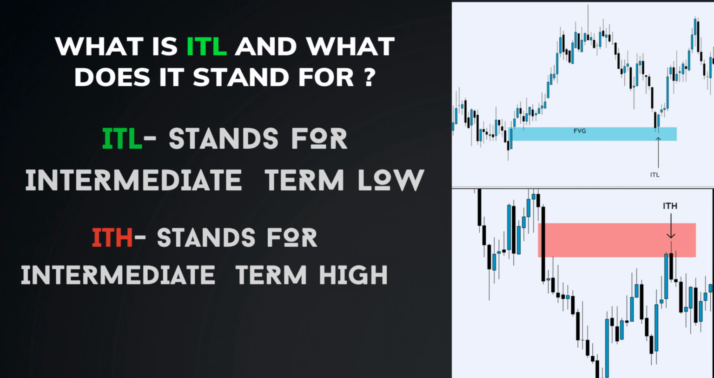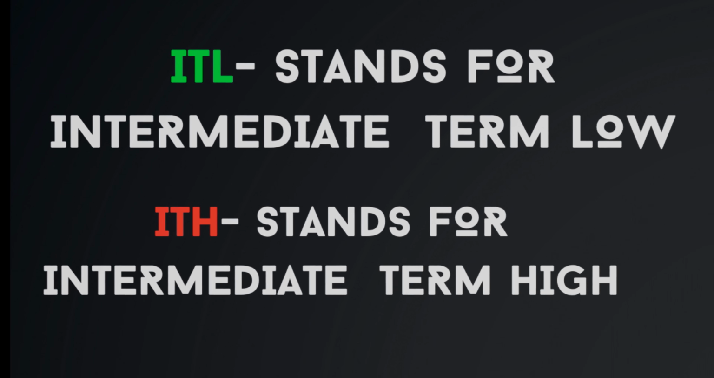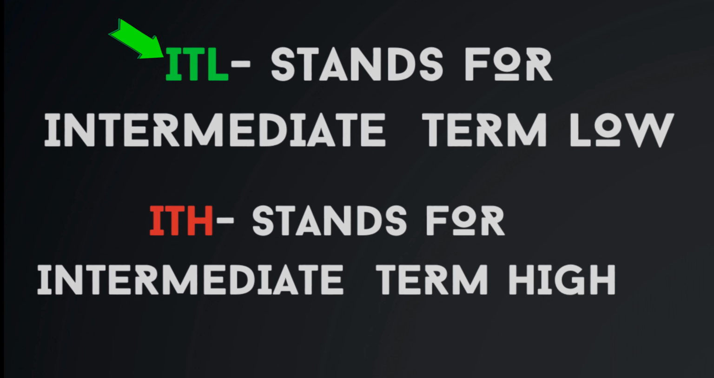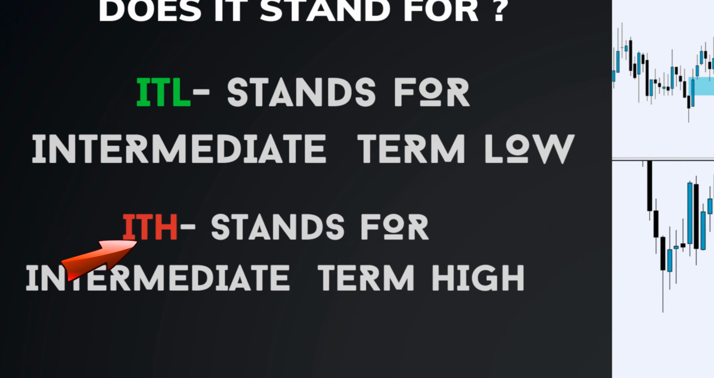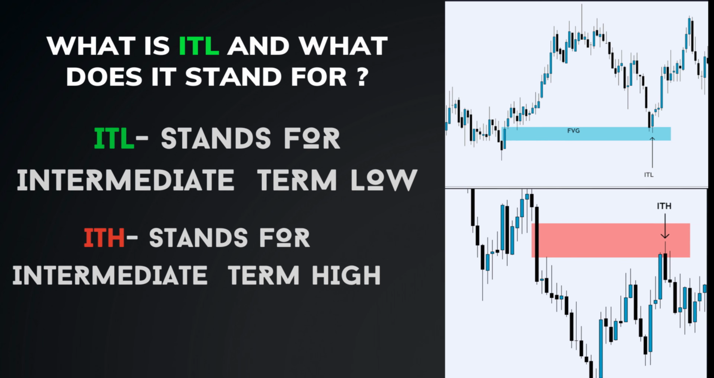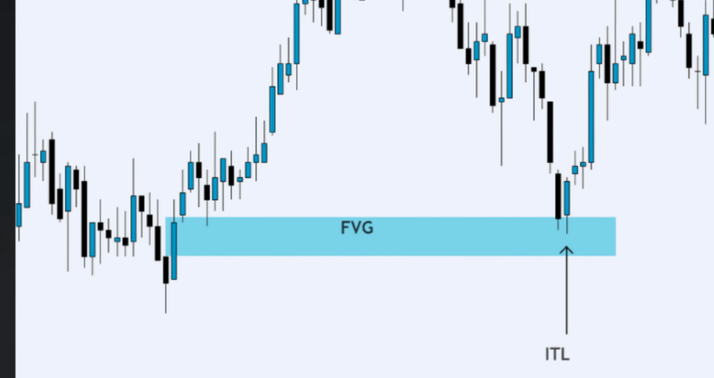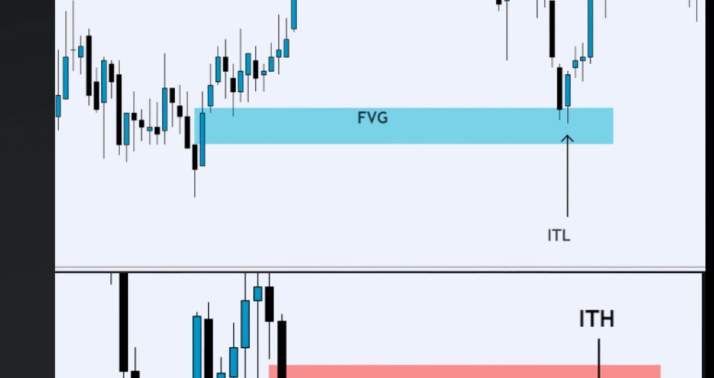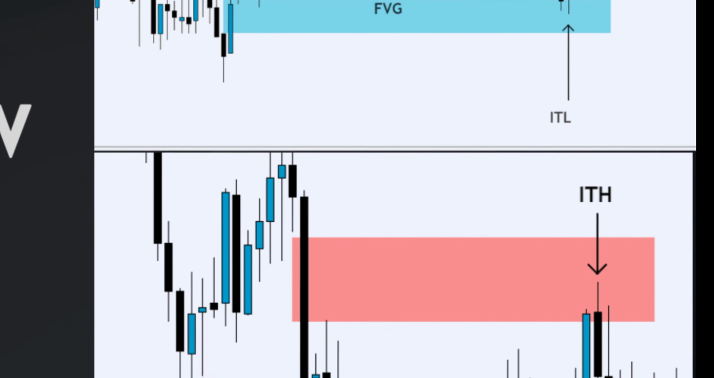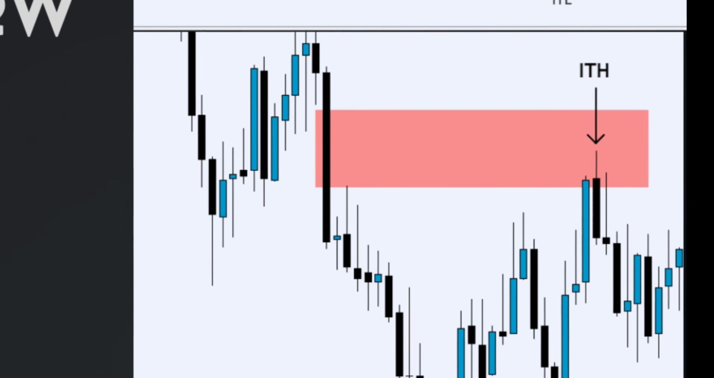You may have seen other traders posting and putting ITL below lows and ITH above highs. So what does that stand for? That stands for intermediate term highs and lows. These are going to be lows that fill an imbalance. That can be a fair value gap, volume imbalance gap, or some kind of inefficiency or imbalance in price.